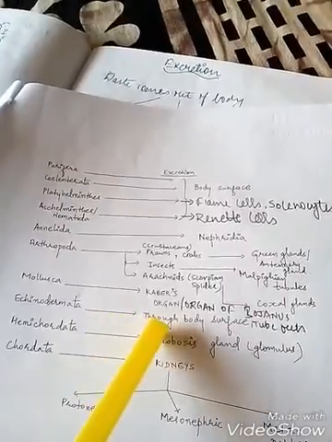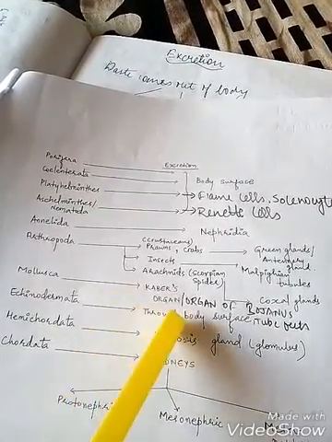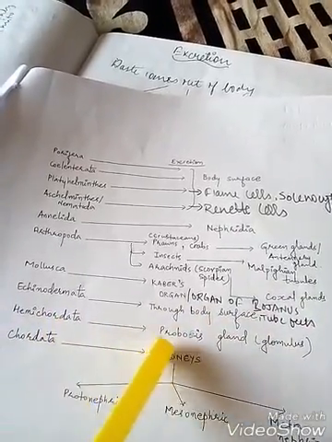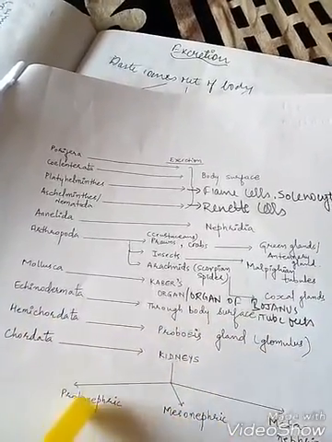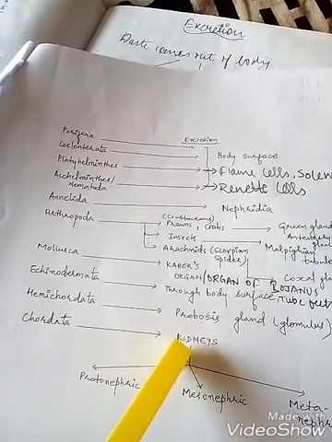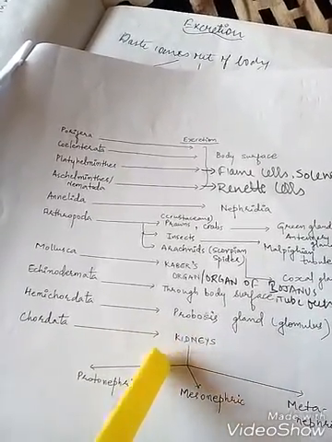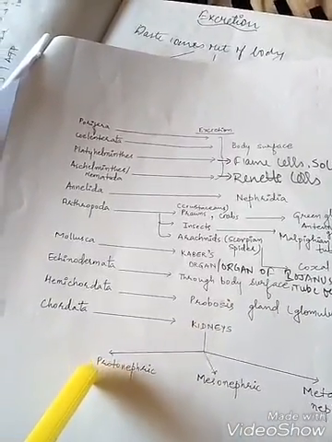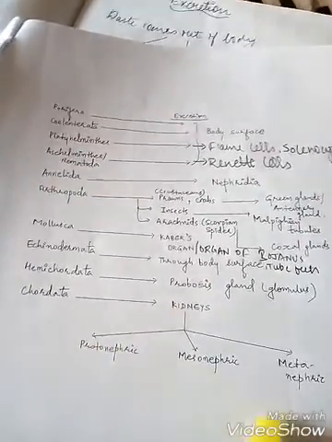Echinodermata also excrete through body surfaces, or they have tube feet. Hemichordates have the proboscis gland, glomerulus. Chordata, again, in all the Chordata the excretion is done through kidneys, and there are three types: protonephric, mesonephric, and metanephric.